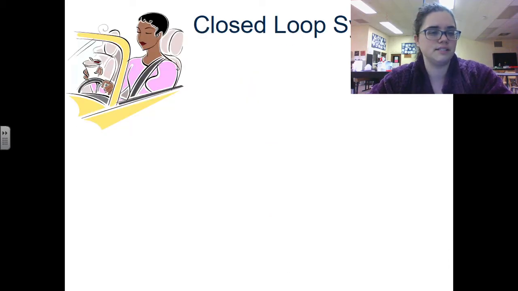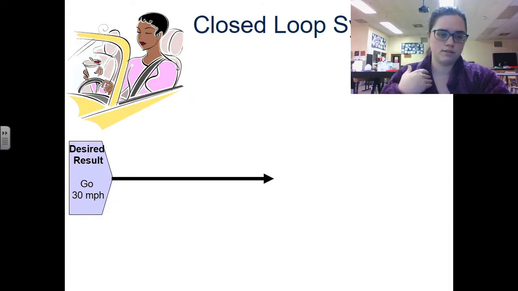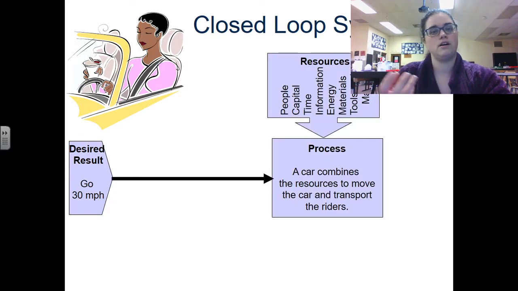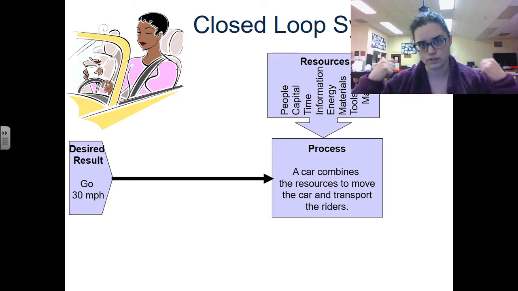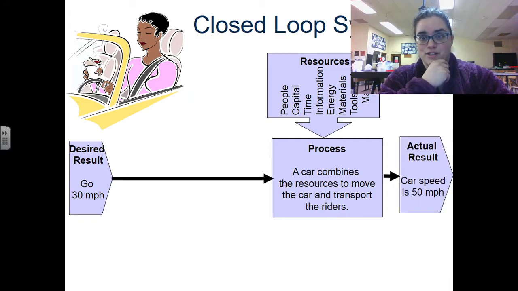That's a closed loop system. You've got a desired result. Let's say you want to go 30. You're in a 30 mile per hour zone. The car takes in fuel and oxygen, it burns it, it moves its parts, it moves the drive shaft, it moves the wheels, the tires grip the road, all that stuff happens, it moves you forward down the road. The result, you're actually going 50 miles an hour.